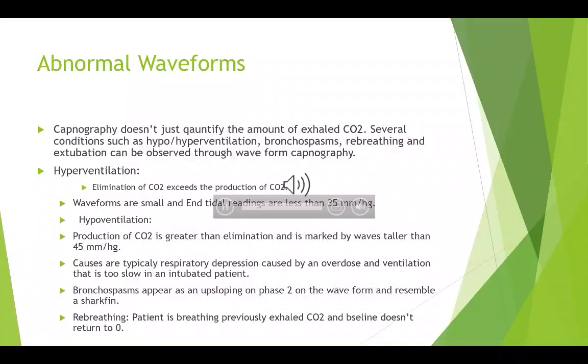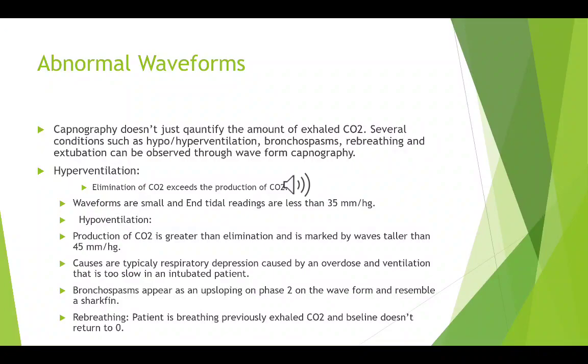Several conditions can be seen on a waveform capnography, such as hyperventilation, hypoventilation, bronchospasms, rebreathing, and extubation. With hyperventilation, you're emitting more CO2 than what you're producing, such as when you're acidotic with Kussmaul respirations. The waveforms are going to be small, and end tidal readings are going to be less than 35 millimeters of mercury.